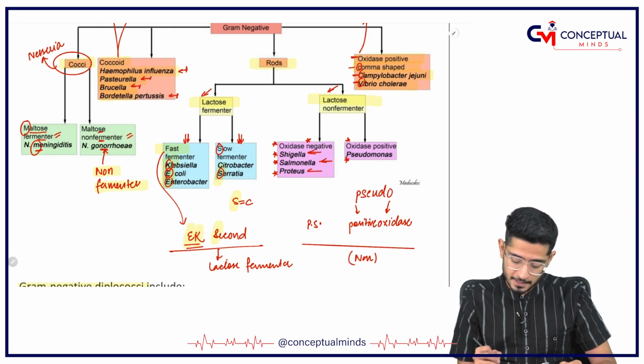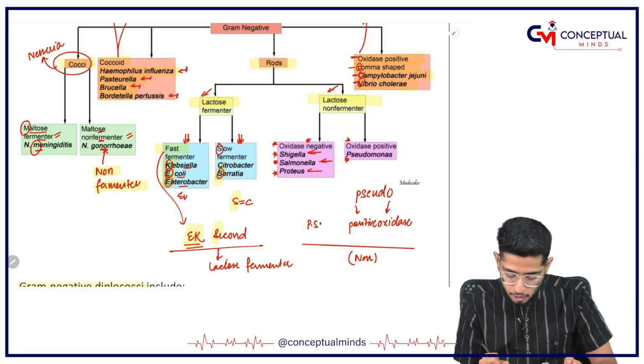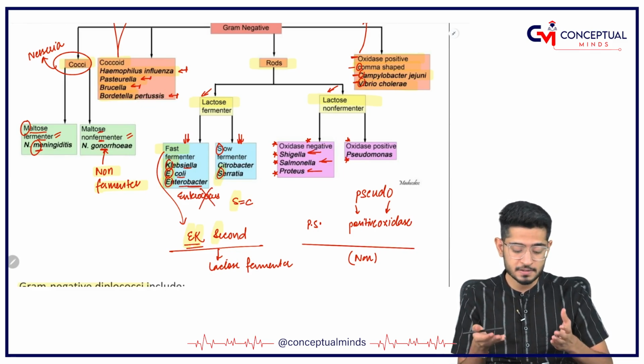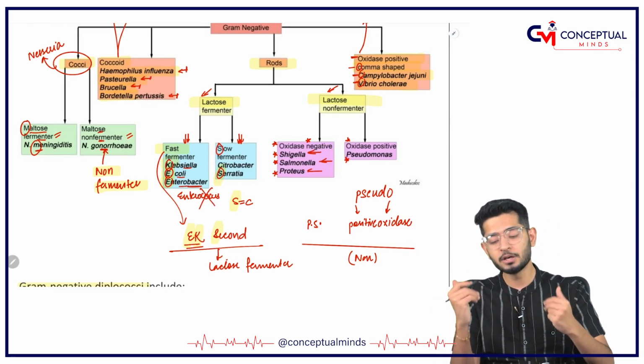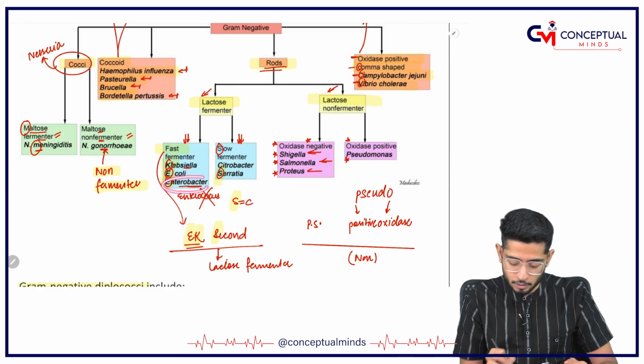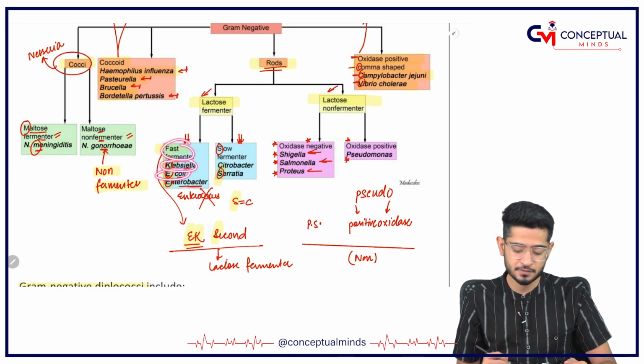So 1 means E and K: E. coli, Enterobacter and Klebsiella. Mind you, this is not Enterococcus. I am not writing Enterococcus, I am writing Enterobacter, because coccus has to be cocci. How will it be rods? We are discussing rods. So that's why it is Enterobacter. E. coli, Klebsiella, Enterobacter are fast fermenters.